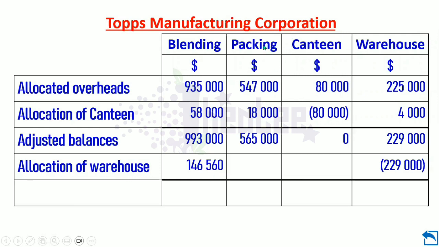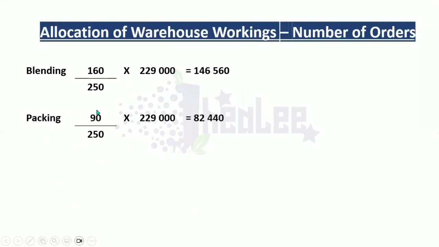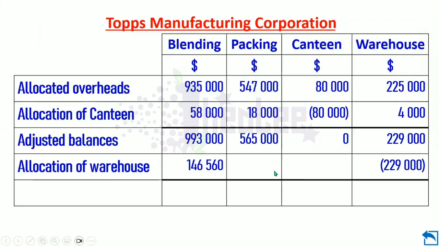And then we're going to proceed to do the calculation for packing. But we have to go back to the question to get the details. Yes, for the packing department, there were 90 orders, and this 90 will be divided by the total order of 250, and we're going to multiply that by the 229,000. So let's look at that workings. Packing, 90 orders divided by the total number of 250 multiplied by the cost that we are sharing, which is 229,000, and this gives us $82,440. Let's record that in our workings.